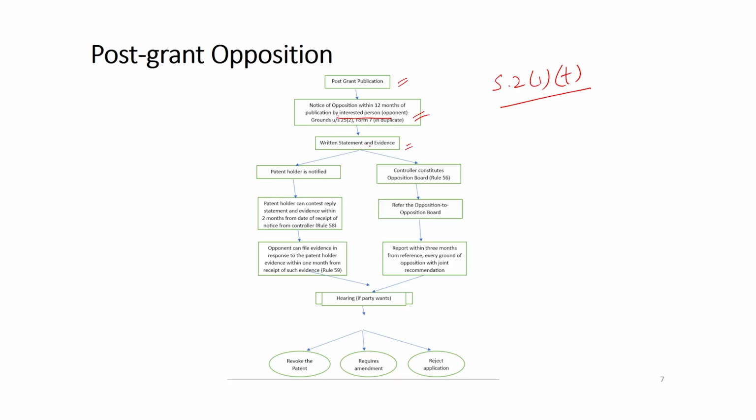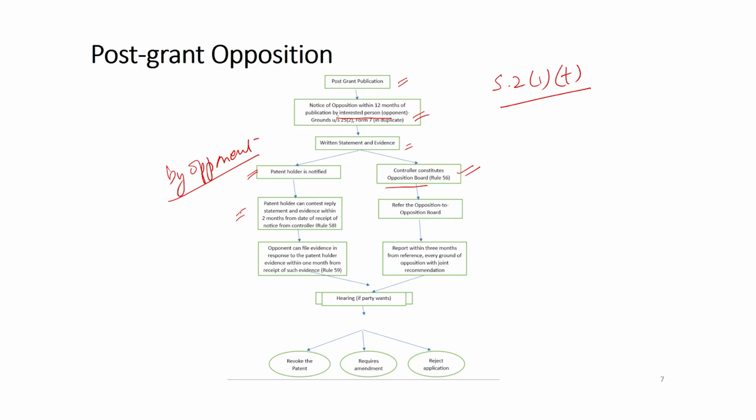Now, an opposition has been filed. This will be notified to the patent holder. Now, a copy of the opposition will be given to the patent holder by the person who is opposing. The opponent himself will provide a copy of his opposition to the patent holder. Now, while notifying the patent holder, the controller is constituting something called an opposition board. This is another point of difference between pre-grant and post-grant opposition. Pre-grant opposition is disposed of by the controller himself, whereas post-grant opposition is disposed of by the opposition board.